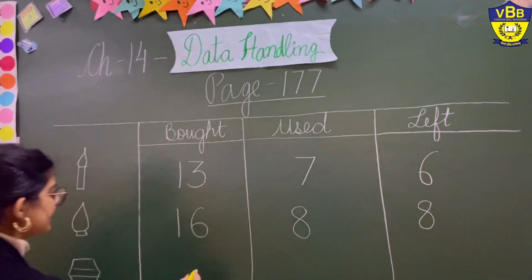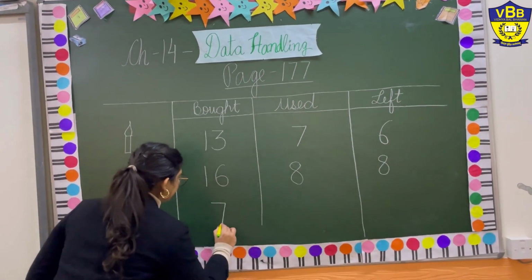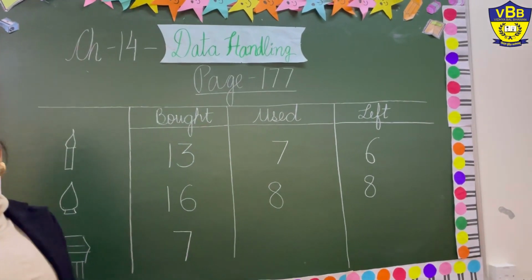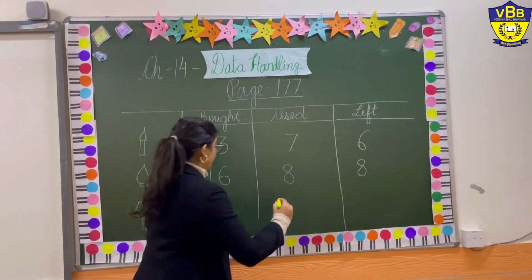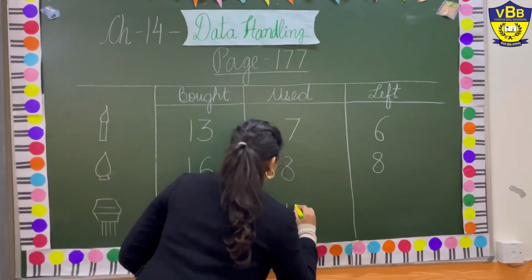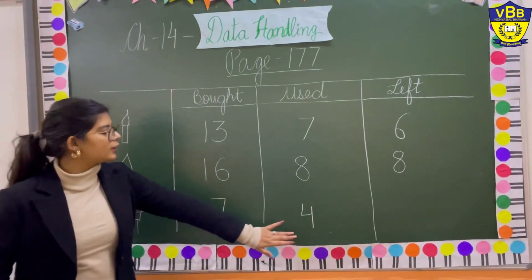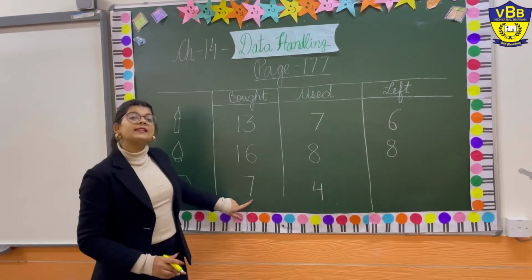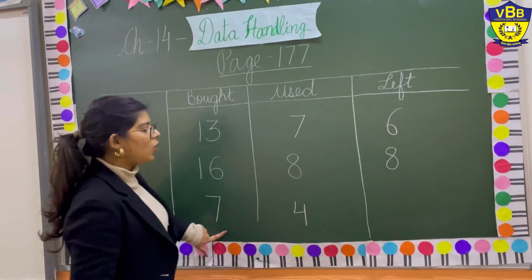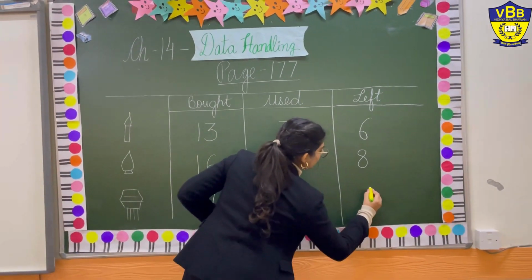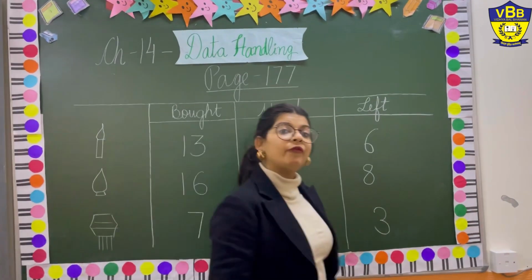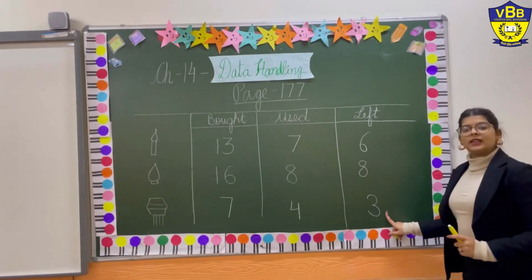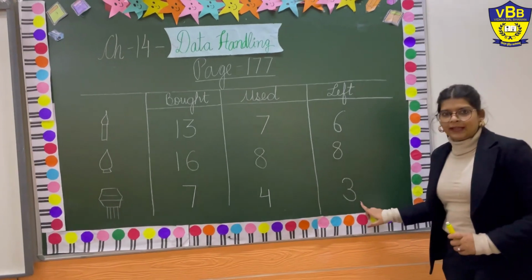So there are 7 lanterns, and the used lanterns are 4. So you will subtract 4 from 7. How much is she left with? Number 3. She is left with 3 lanterns.